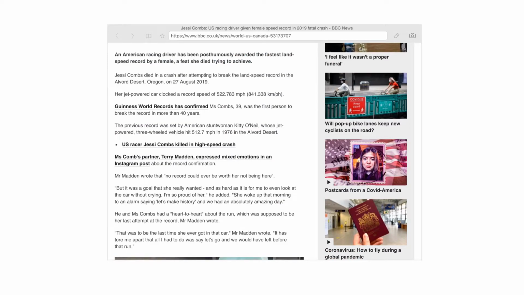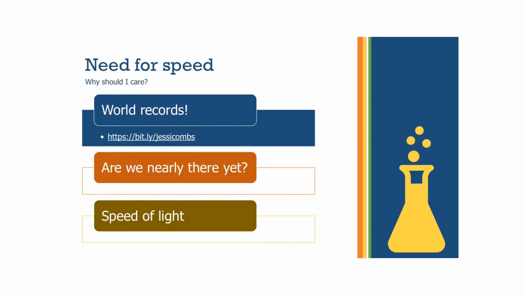If you do choose to read it, you will see she managed to get up to 522.783 miles per hour, beating the previous record from 1976, which was 512.7 miles per hour. A massive achievement. A question that I often get asked in the car is, are we nearly there yet? That's another reason to know about speed, because if you know about speed, you can calculate how far you've got left to go, or the time it's going to take you to get there.